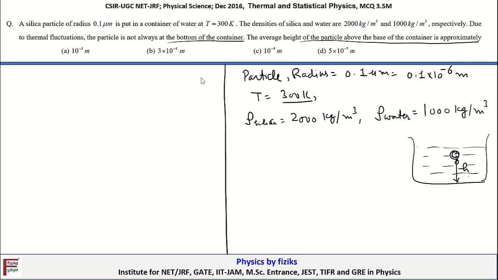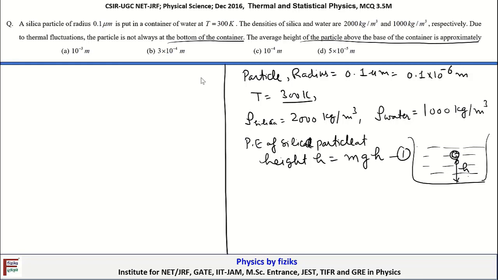Therefore the potential energy of the particle at this average height H is equal to the mass of the particle, then acceleration due to gravity, and the height above the ground. Let's call this equation 1.